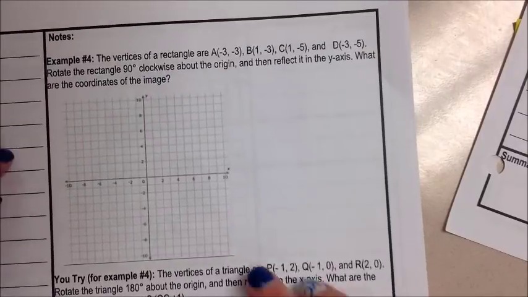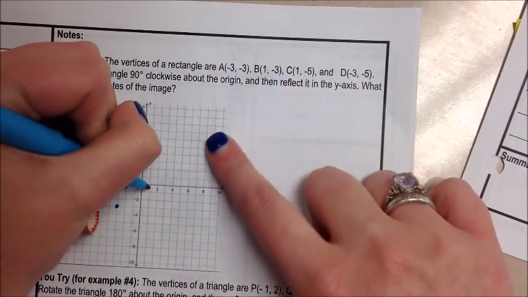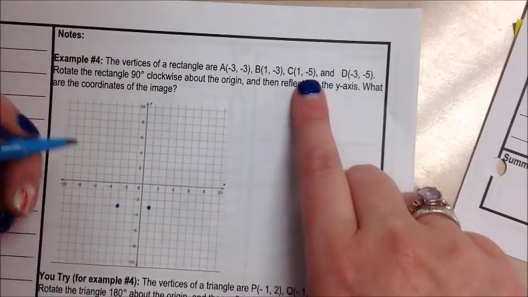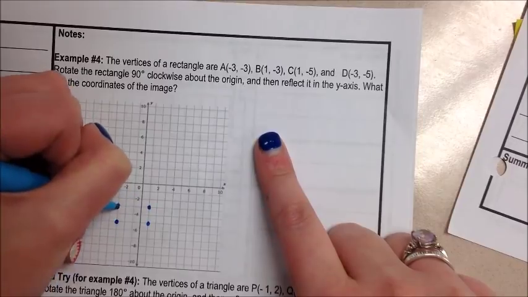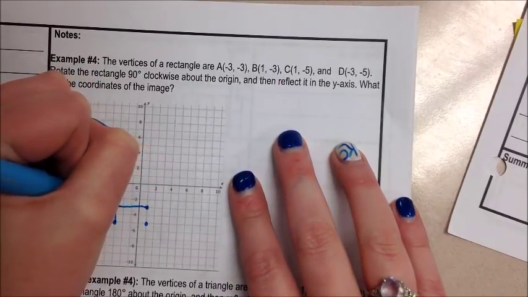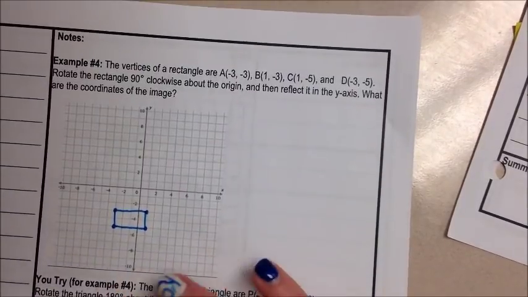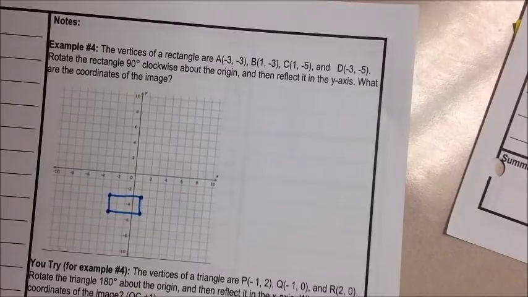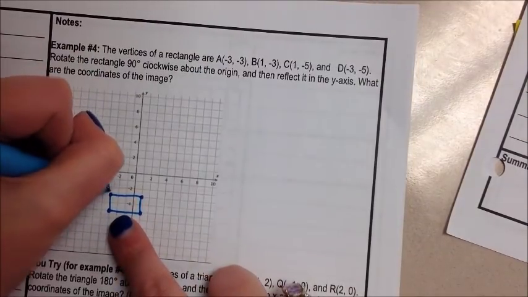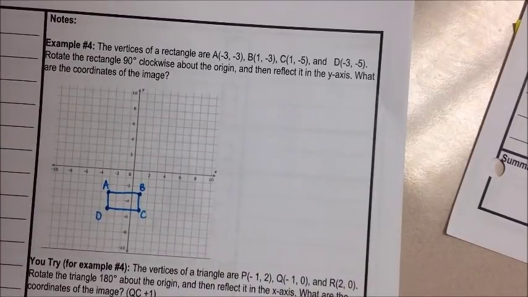So I'm going to go ahead and plot those points. So negative 3, negative 3, 1, negative 3, 1, negative 5, and negative 3, negative 5. So there's my rectangle. Okay. Now, in order to rotate this, I'm going to need to use my rule to help me, and I'm going to actually write real quick, A, B, C, D. I'm going to need to use my rule.